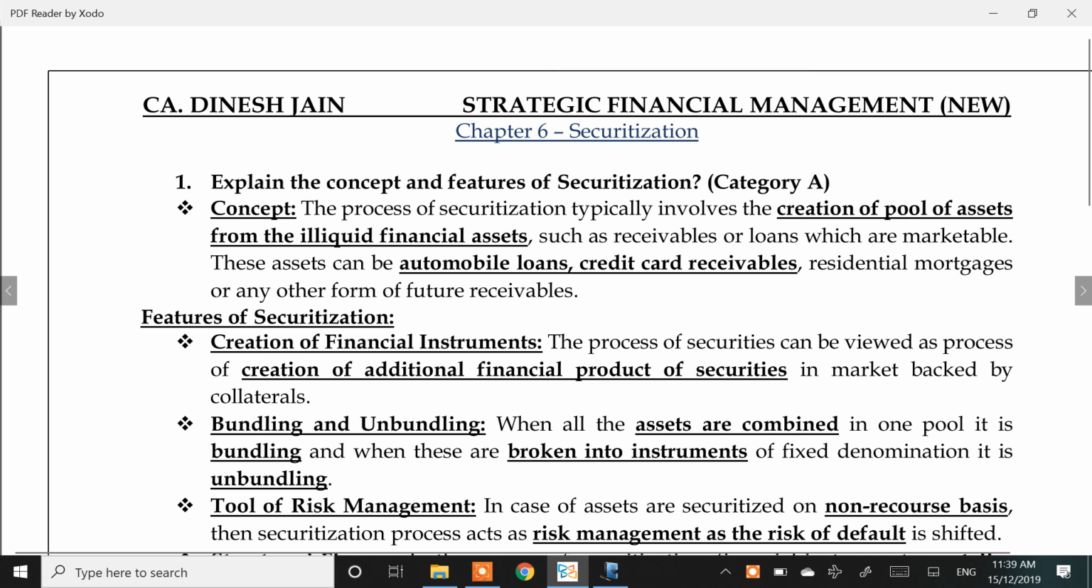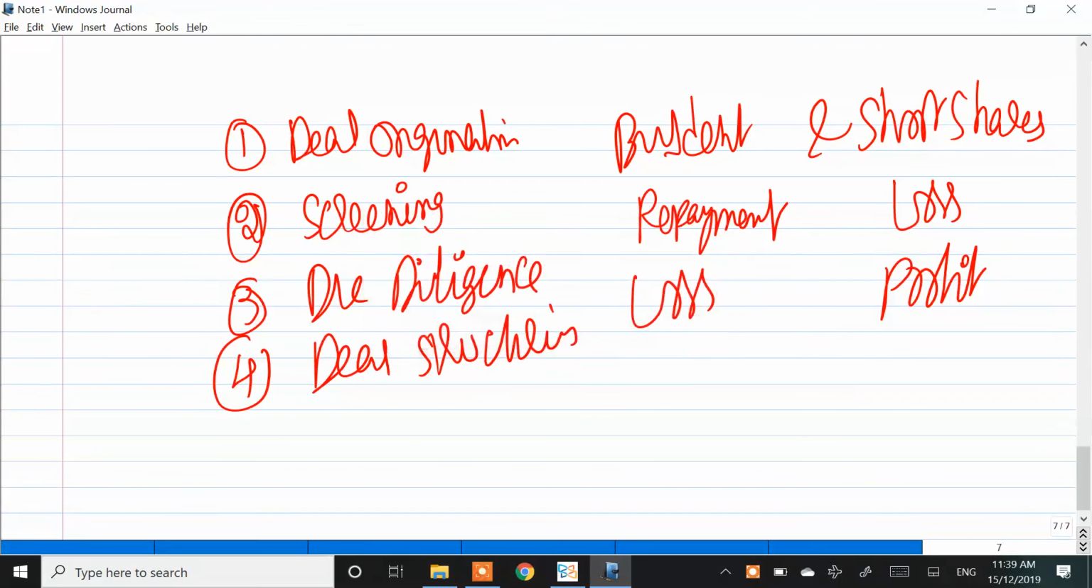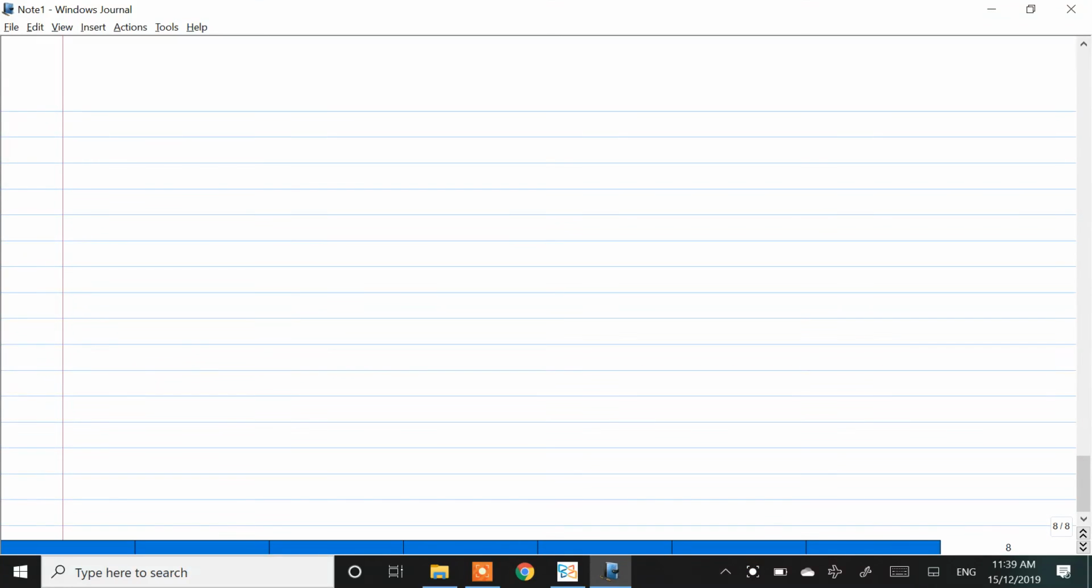Okay, let's now start with chapter 6, which is on securitization. First, maybe I'll explain the concept of securitization and then explain what happens in the various steps. Now let's assume there is a bank or an NBFC.